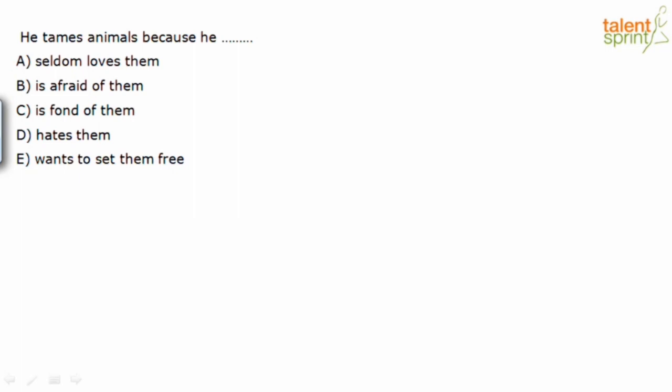Because is a cause and effect hint word or reason hint word. So our options are option A, seldom loves them, option B is afraid of them, option C is fond of them, option D hates them, and option E wants to set them free. So our clue word in the context is tames, right? Now, if I am taming something, which means I am basically bringing an animal from the wild and domesticating it, right?